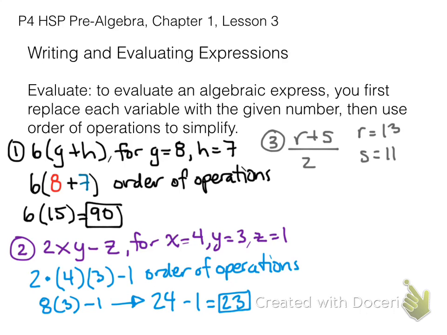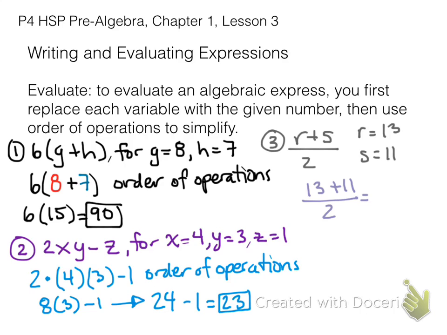All right, third problem. We have r plus s, that's an s by the way, divided by 2. So I'm going to replace the r and the s with 13 and 11. And then I'm going to go ahead and follow the order of operations.